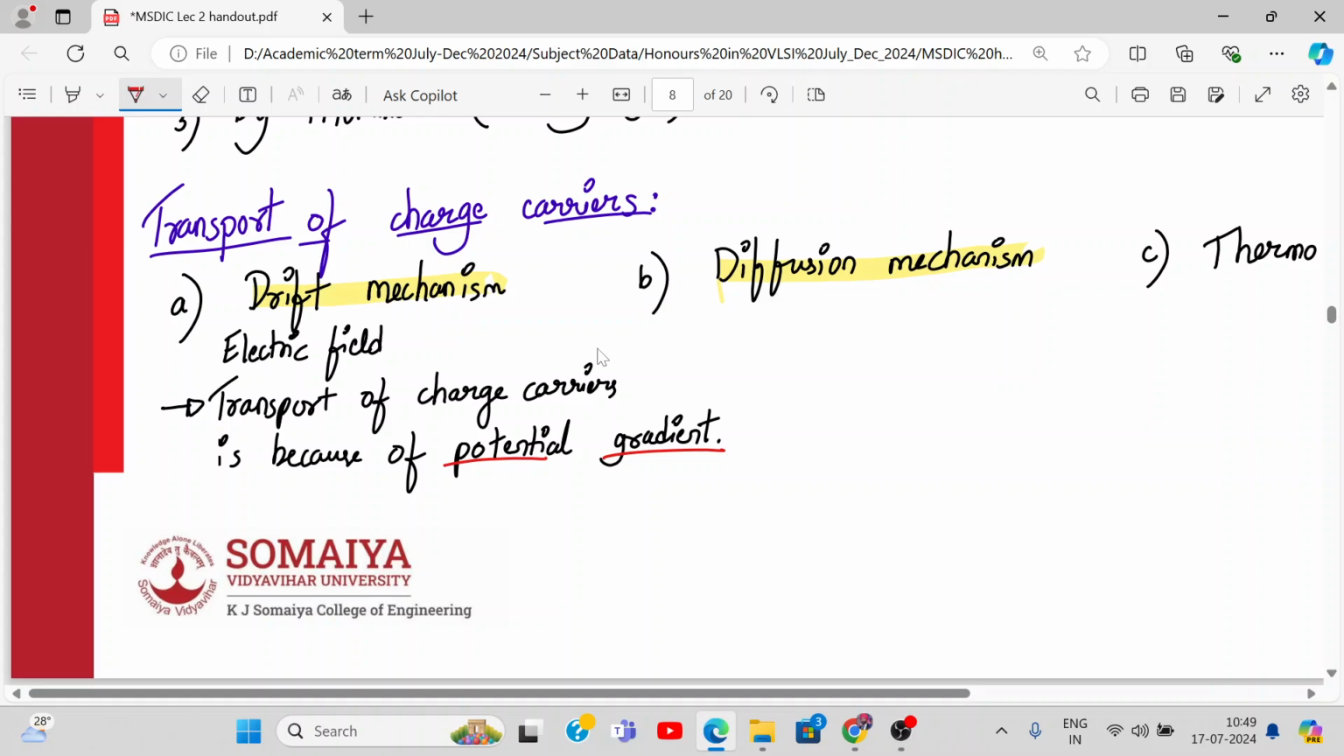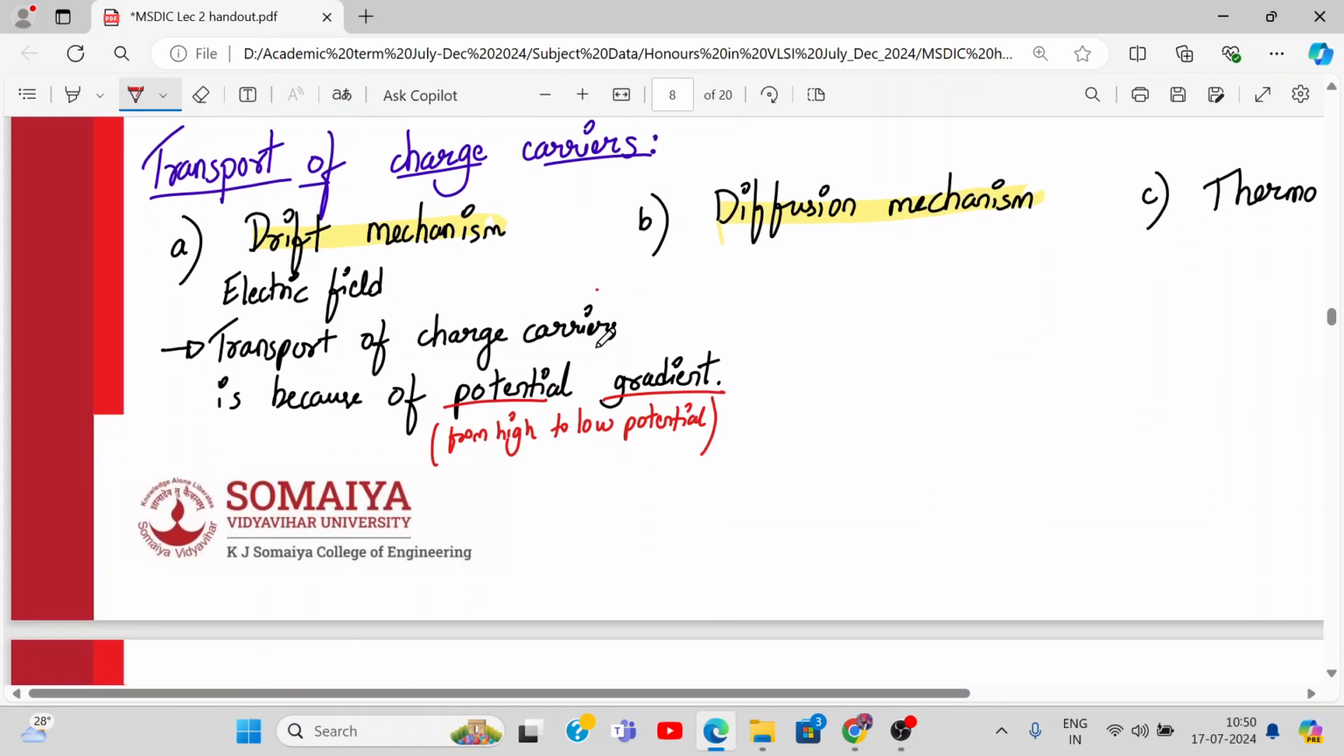What do you mean by potential gradient? There will be high or low potential at different points of the semiconductor. Yes or no? The charge carriers traveling under such a condition is called drift. So here we can say from high to low potential differences. All right. Can I explain this with an example now?